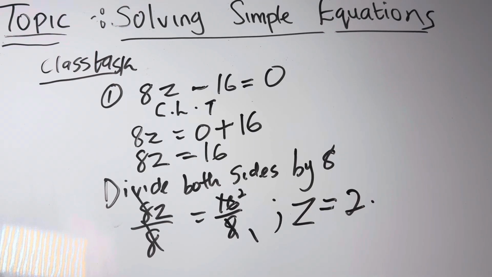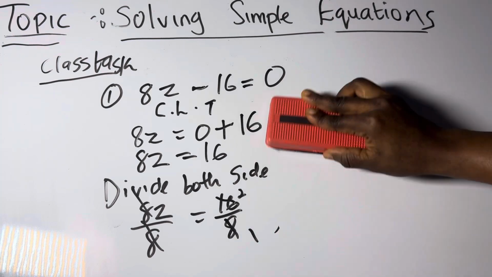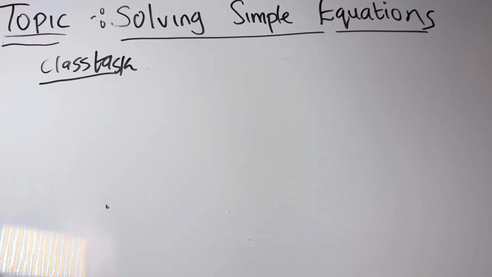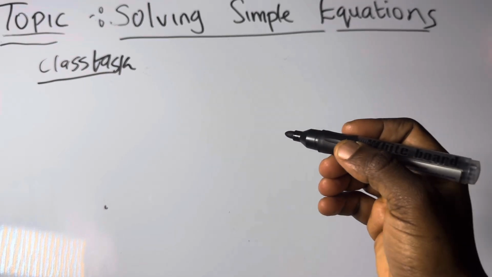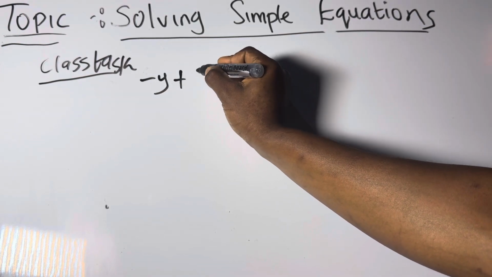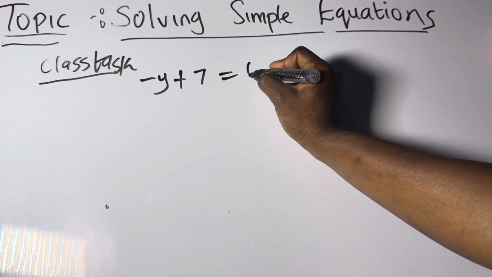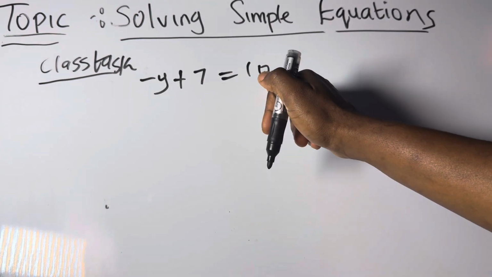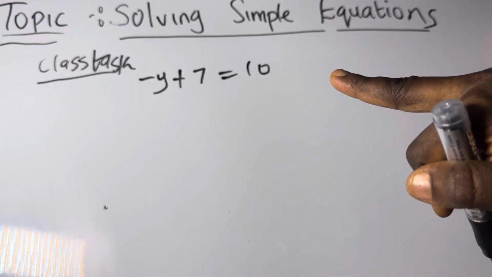Question 2: minus y plus 7 equals 10. Minus y plus 7 equals 10. After the count of 10, I'm going to solve the correction.